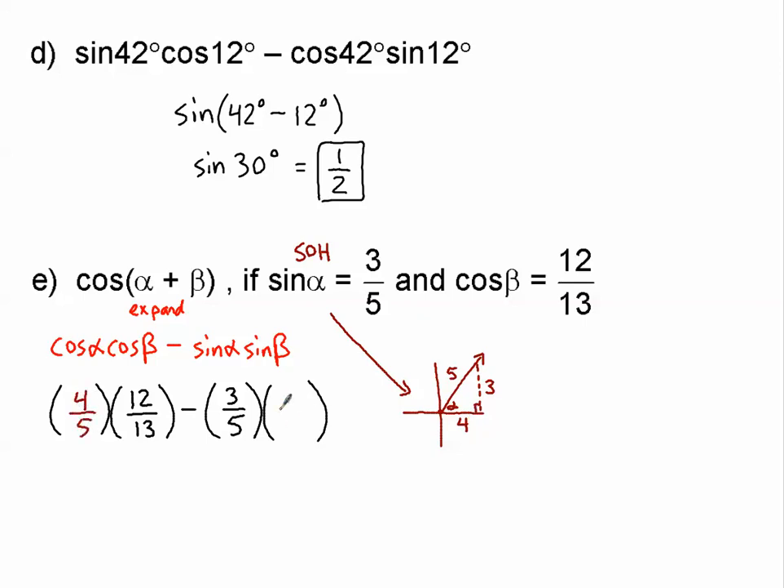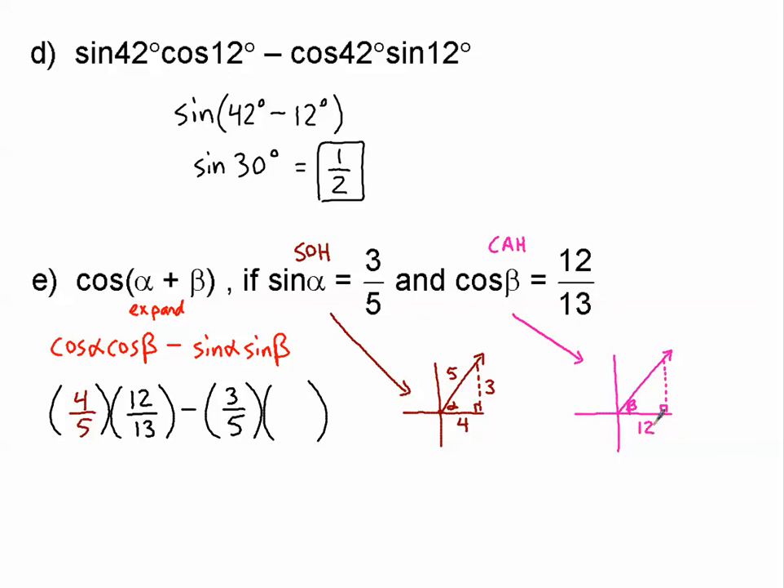So now I'm missing sine of beta. That means I need to draw a beta triangle. Again, I'm just going to draw it in the first quadrant since it doesn't say otherwise. Here's my beta. Let's see what I've got. Cosine of beta, that's my CAH. That means that the adjacent is 12 and the hypotenuse is 13.